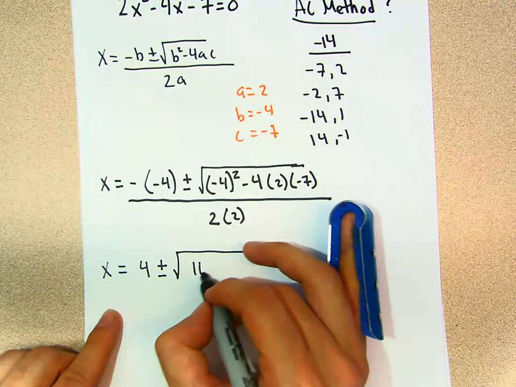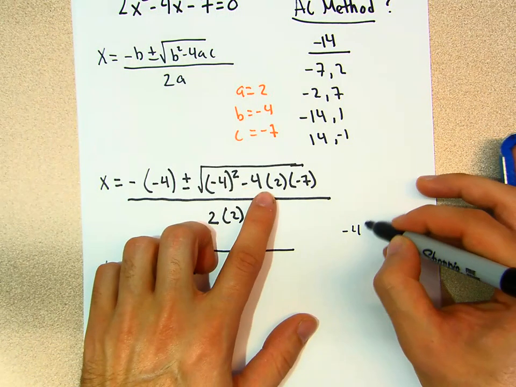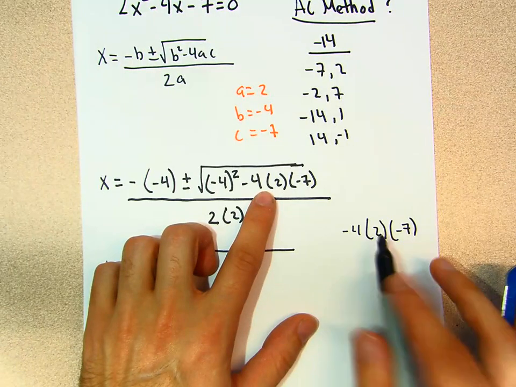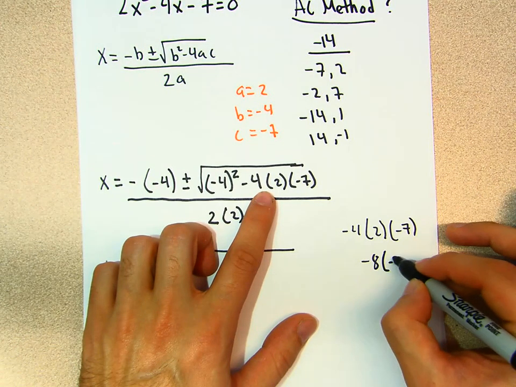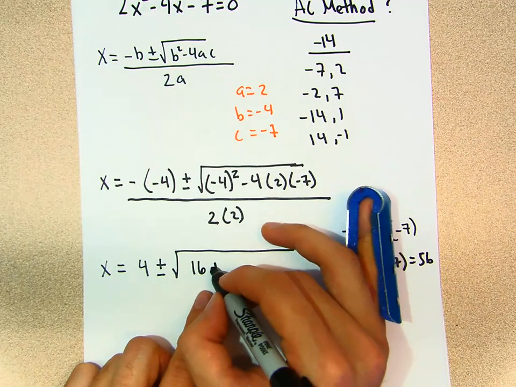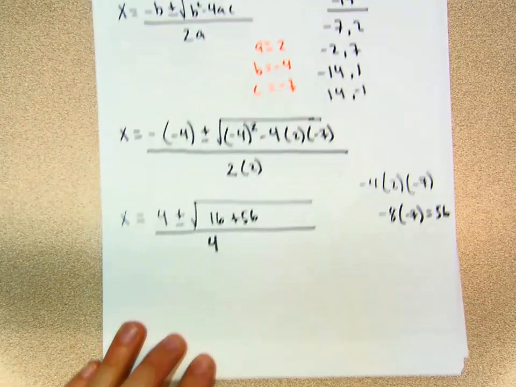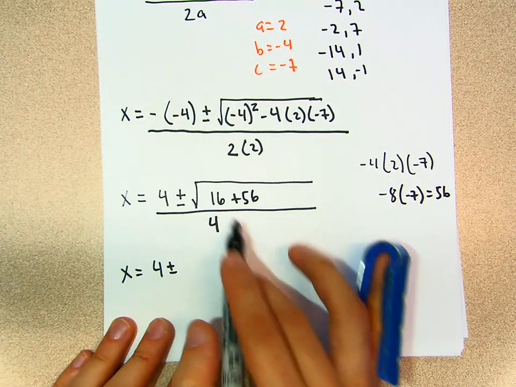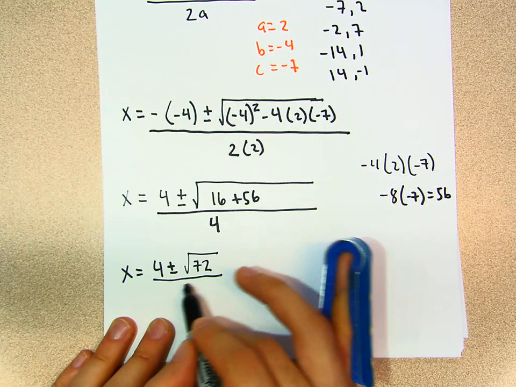This is 16. Now here, what are we doing? We're doing negative 4 times 2 times negative 7. Negative 4 times 2 is negative 8. Negative 8 times negative 7 becomes positive 56. So I bring positive 56 here. And I divide that by 4. Okay? But then x is equal to 4 plus or minus, what can we do? This is the square root of 72 divided by 4.